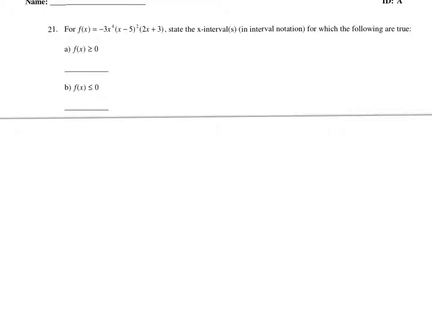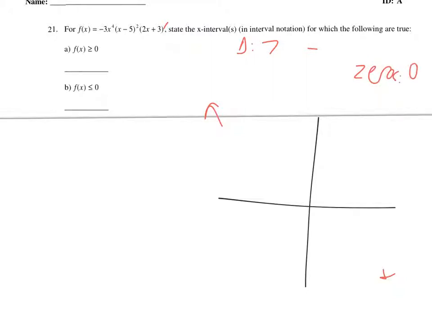So it's asking us where are these true. So I would always graph this to help. And so I see first that this is a degree, if you add up the powers, a degree 7 negative. So it's going to be looking like this. And then we have zeros at 0 and at 5 and at -3/2. And this is going to be a bounce and a cut because they come from even and odd exponents respectively. So that one will be a bounce since it comes from the 4th power.